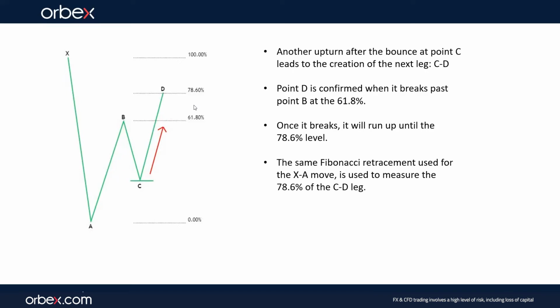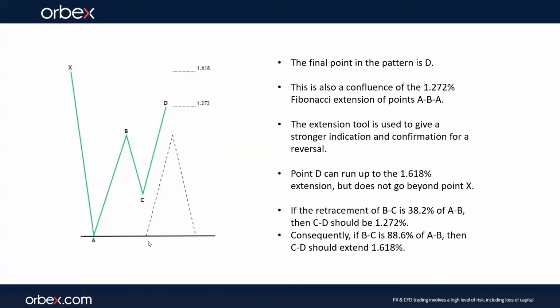But because we want a better, more solid confirmation, we put a Fibonacci extension in from ABA, and that has given a cluster of 1.272 of the extension. So we'll see that on a live chart shortly. But point D, more importantly, can run up to 1.618 extension as well, but it does not go past the beginning of point X, otherwise it would be invalidated.